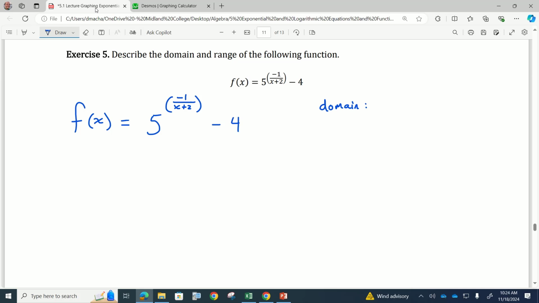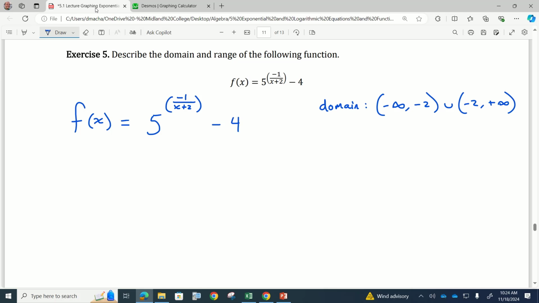But are there any values of x that I cannot plug into this function? -2. I'm going to write my domain like this, because that way it reminds me I cannot have -2 in my domain. If I tried to plug in -2, I would get -1 divided by 0. And that's not a number. It's not defined. We don't get to calculate that.